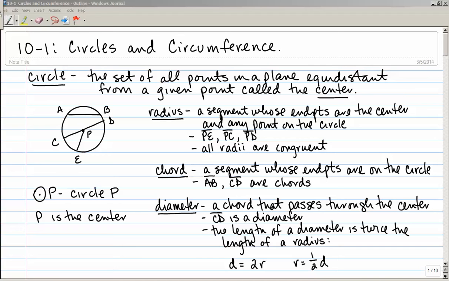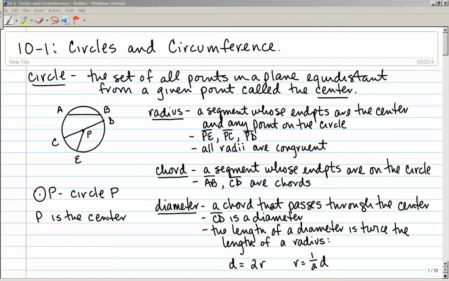A radius is a segment whose endpoints are the center and any point on the circle. Some examples of radii, and that's the plural of radius, in this circle are segments PE, PC, and PD. And in a circle, all radii are congruent because the center is the same distance from every point on the outside of the circle.